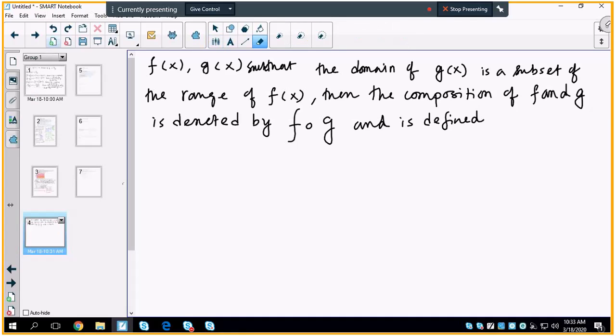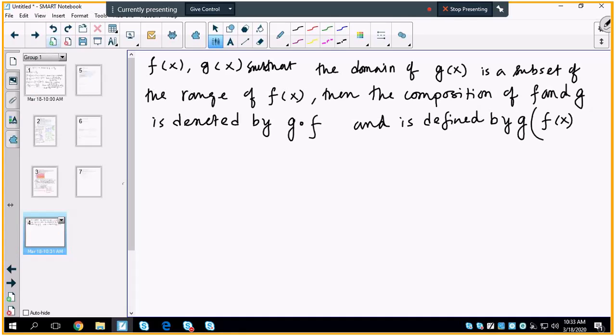I am making a couple of mistakes here. It should have been said g composed f, and I will explain that in a second, and is defined by executing the function f first on the domain of f(x), then executing the function g on the range of f(x). So this is the formal definition of a composition.